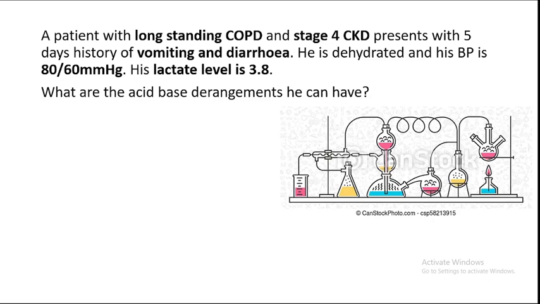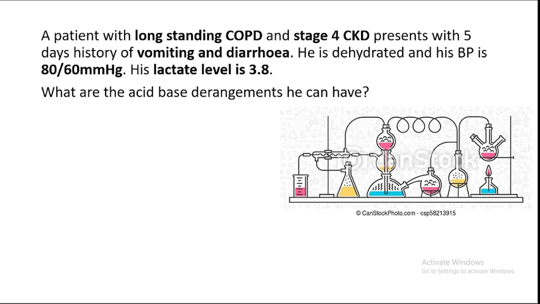This is a patient with long-standing COPD, and he also has stage 4 CKD. He is coming with a 5-day history of vomiting and diarrhea. He is dehydrated and blood pressure is quite low. Lactate is 3.8. So what are the acid-base derangements that this gentleman can have?